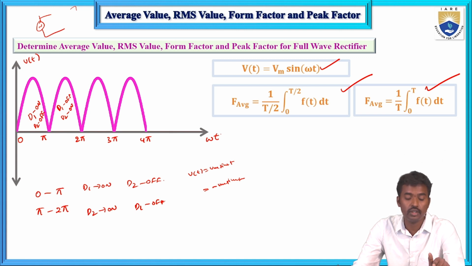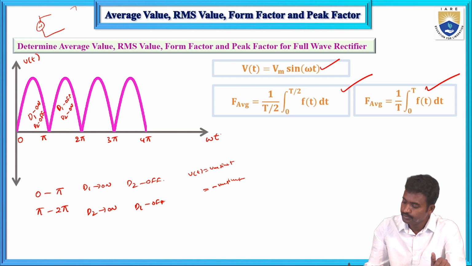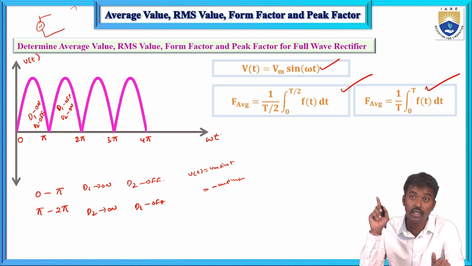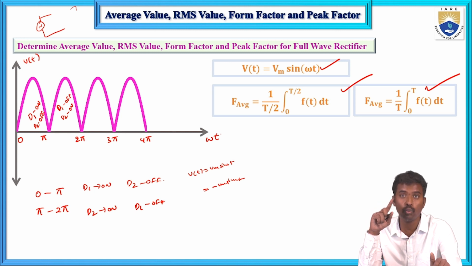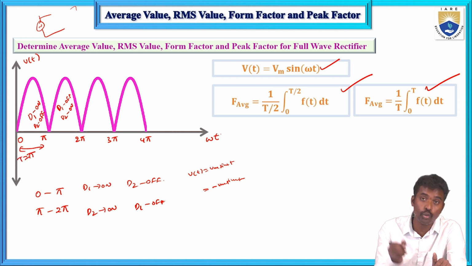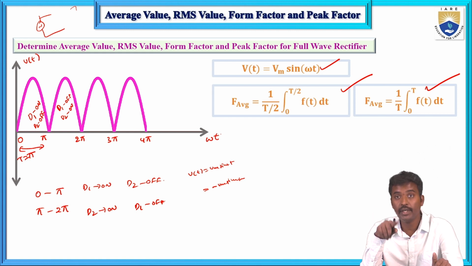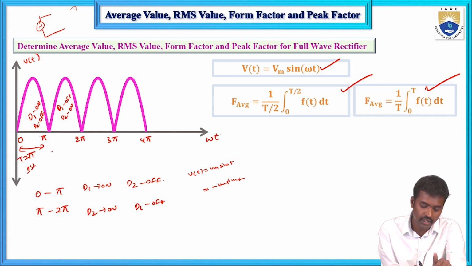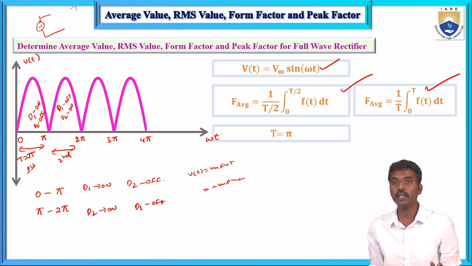Make sure that while calculating average value, first determine whether the waveform is symmetrical or asymmetrical. Now here, what is the time period? Time period means time taken to complete one cycle. Here, completing one cycle does not mean 2 pi is the time period, because up to here is only one cycle. So T equals pi only, not 2 pi. Pi to 2 pi is a second cycle. This is the first cycle and this is the second cycle. So here the time period is pi only.